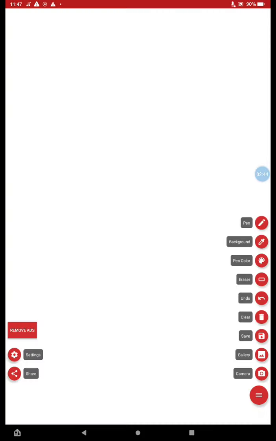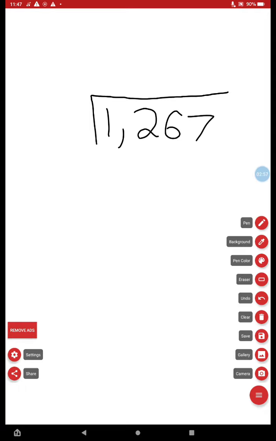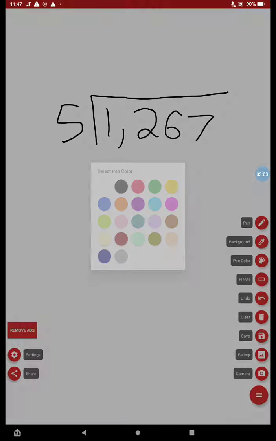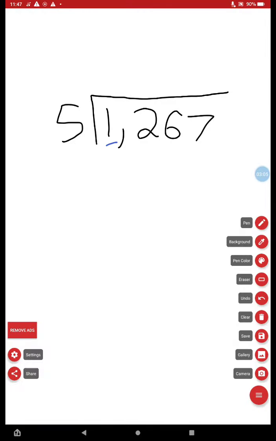All right, now let's review dividing by one number. When I divide by one number, remember I got my division bar. I put my dividend inside, 1,267. My divisor goes outside, 5. Now I'm looking for the quotient. So ask yourself, 1 divided by 5.